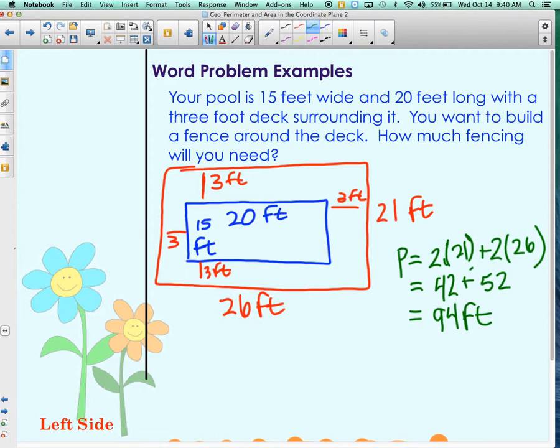That's a word problem. If you remember on homework, I say answer your word problems with a sentence. That's not a sentence. How would I write that as a sentence? You would need 94 feet of fencing for your backyard.